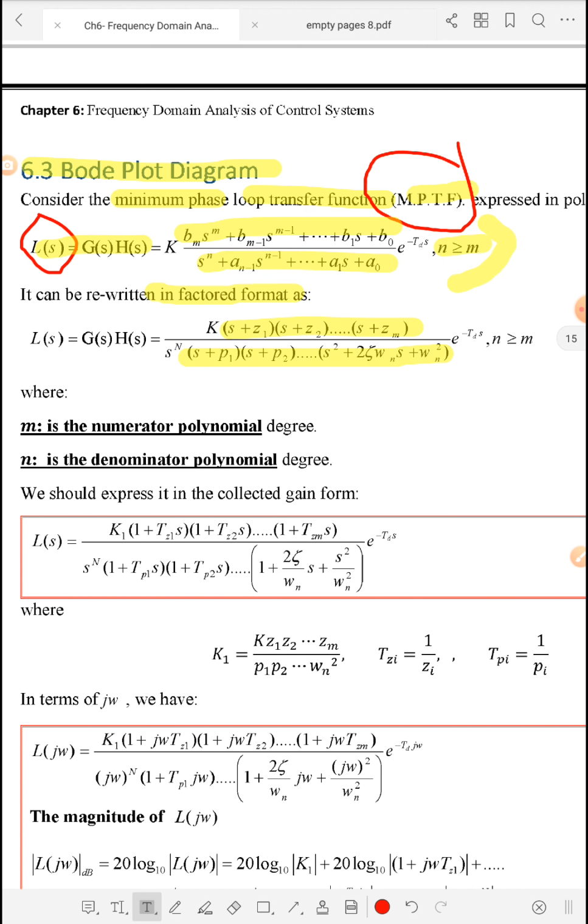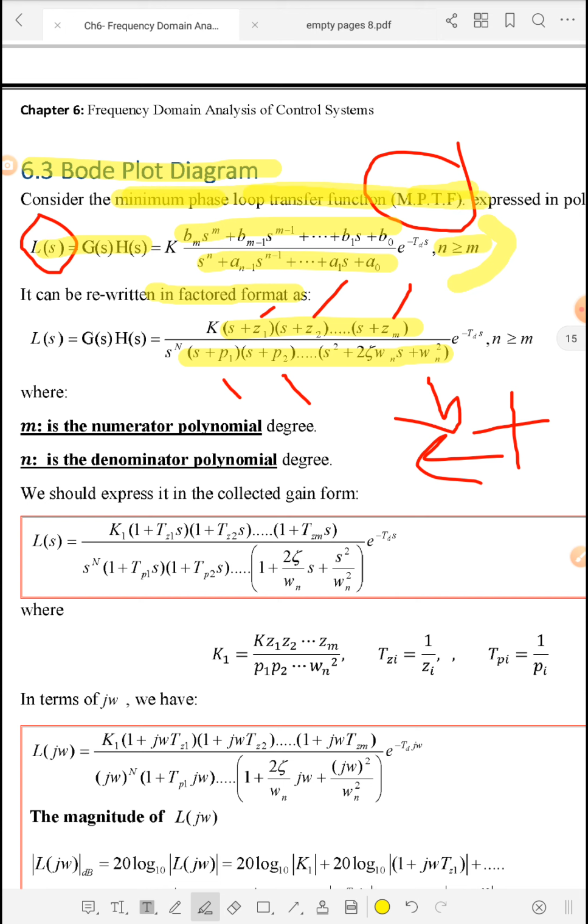What do we mean by minimum phase? Minimum phase, again, means that all of those z's, z1 till zm, and all of those p's, including the second order quadratic term, all of the roots of those two polynomials are in the left half side of the S-plane. None of them is on the right. So this is the main condition of this Bode plot diagram, that we assume a minimum phase loop transfer function L, which is equal to GH: numerator polynomial and denominator polynomial.